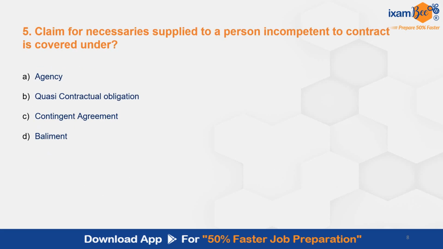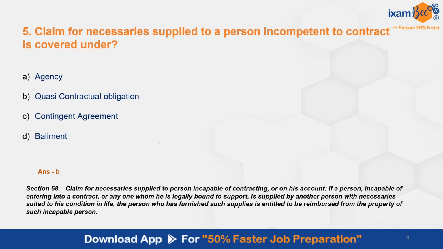Question number 5. Claim for necessaries supplied to a person incompetent to contract is covered under. The correct answer here is B. Quasi-contractual obligation. Section 68 deals with this. Claim for necessaries supplied to person incapable of contracting or on his account. If a person incapable of entering into a contract or anyone whom he is legally bound to support is supplied by another person with necessaries suited to his condition in life, the person who has furnished such supplies is entitled to be reimbursed from the property of such incapable person.